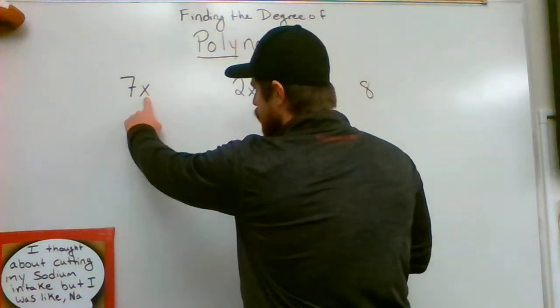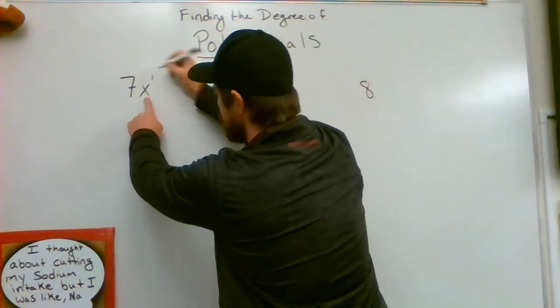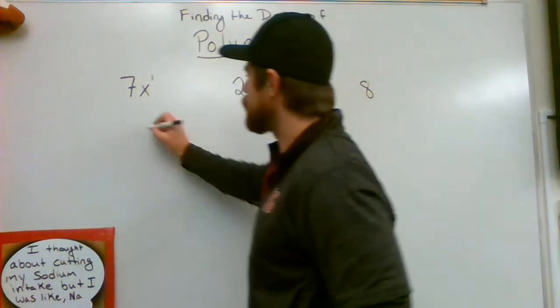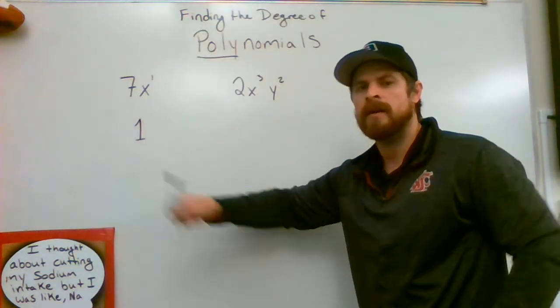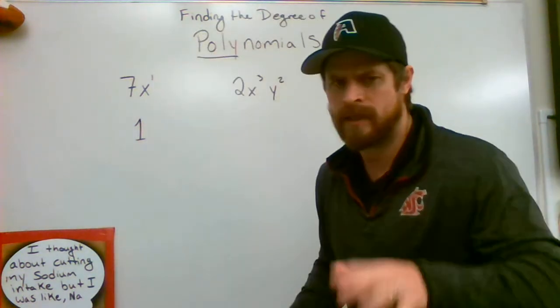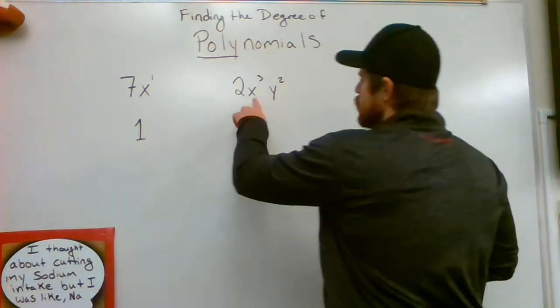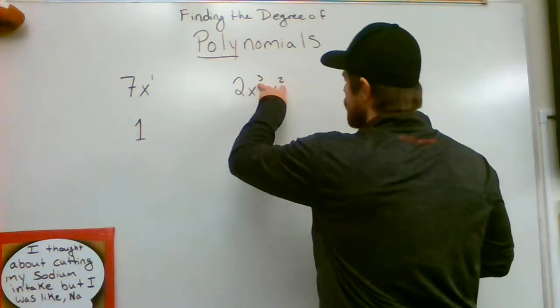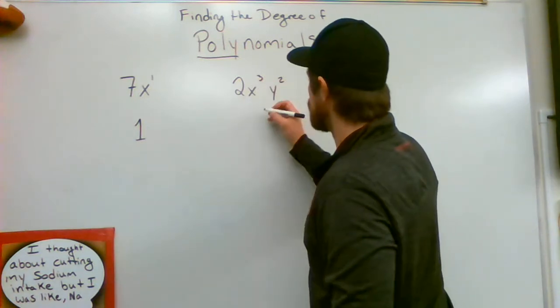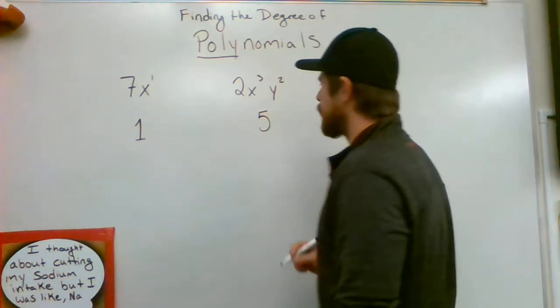Now, the only variable in this one is x, and the exponent above it would be a 1. So my degree here is 1. We would then use that here to name the polynomial, and we'll get into that in another video. Okay, this one has two variables, x and y, so we need to add up the exponents. 3 plus 2 would give me a grand total of 5.